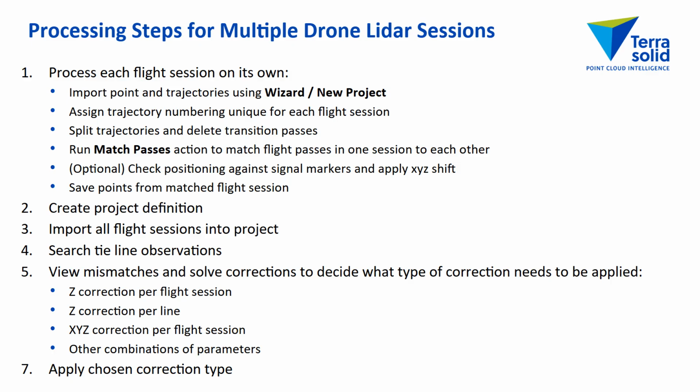I do not have signal markers for the dataset, so we can't do the XYZ shift to signal markers. When we have matched sessions, then we create a project, import all the data into the project, collect tie lines, and solve a correction per each line or a correction per group, and decide which one is the right type of a correction to apply.